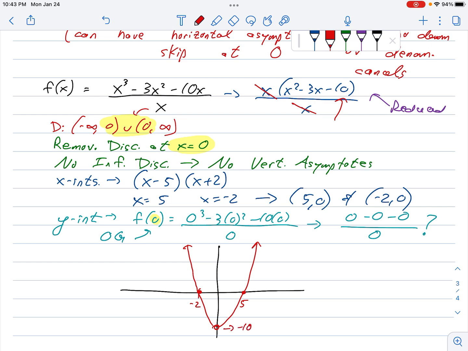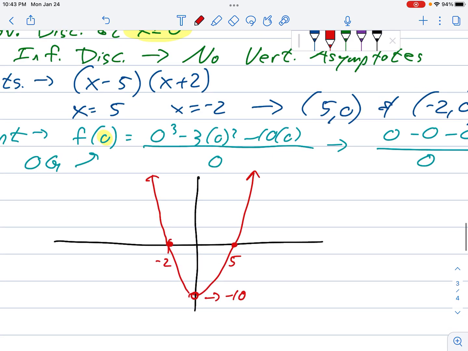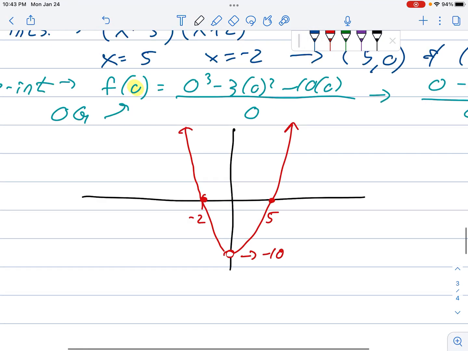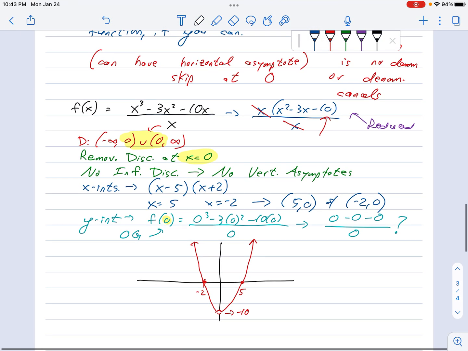Negative 10. But there's a hole there. It actually does not cross there because 0 is not in my domain. Right? So we get very, very interesting graphs.